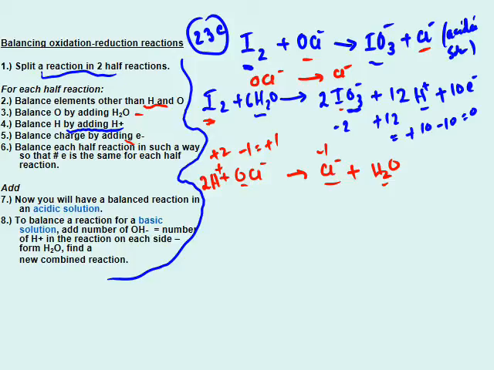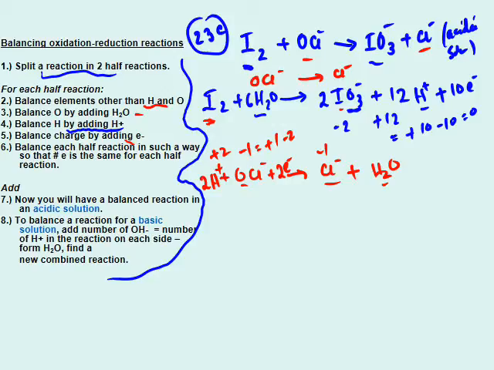Remember, I need to balance charges only by adding electrons, and each electron contributes minus 1. So the only way I can make it minus 1 on the left side would be by adding 2 electrons. So let's add 2 electrons, and that makes it minus 2 on the left side, and thus now both sides have minus 2.